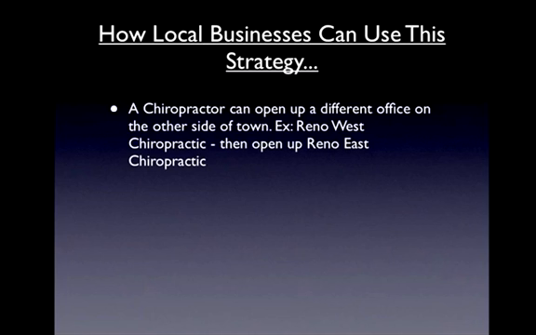I've seen people who have Reno West and Reno East, and they're both on Google, right? So that's a way, just having multiple locations with different business owners. And here's the difference, right?